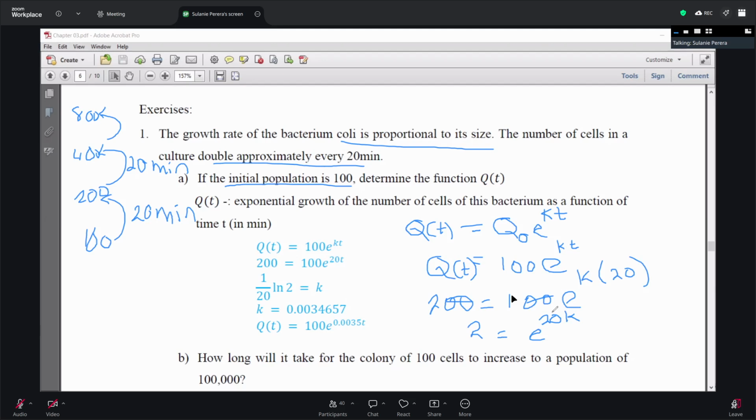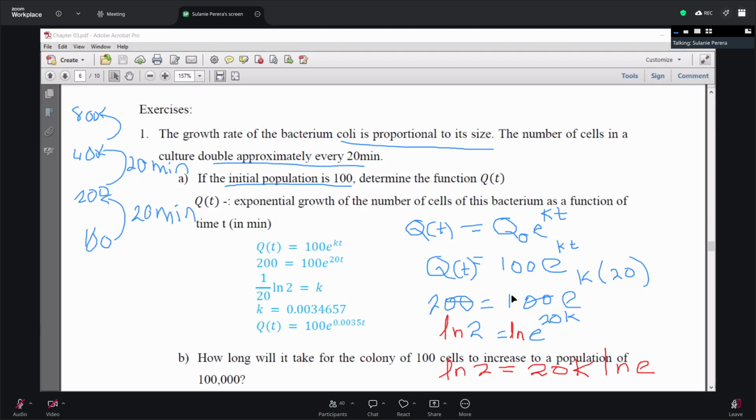Now how can I solve for k? I have to bring this k down. k is in the exponent, so I have to remove this exponent. How can I remove it? What do I do? I take ln on both sides. So if I take ln, I'll have ln 2 equals 20k ln e.